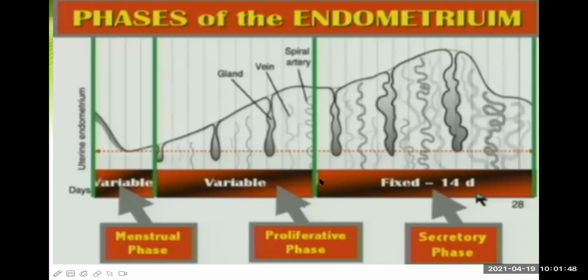Now, why is it written like this? Let me clarify. Sometimes the cycle is not 28 days. Sometimes it may be 32 days or 33 days. But remember one thing: ovulation occurs exactly 14 days prior to the first day of menstruation. Exactly 14 days. So if there is a 32-day cycle, that means ovulation occurs on the 18th day, exactly 14 days prior to that. So that means the proliferative phase is variable, isn't it? It may be longer than the usual one, but the secretory phase is usually fixed.